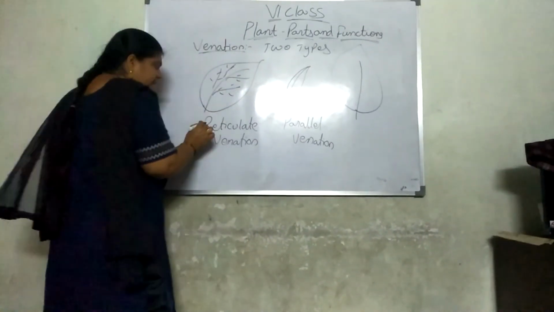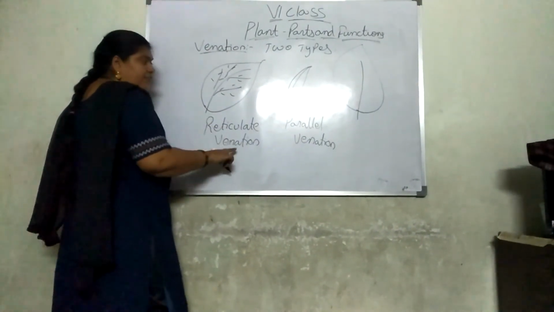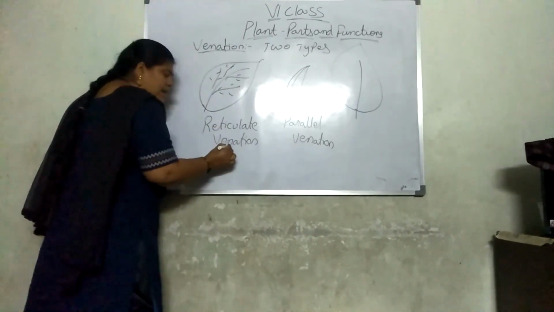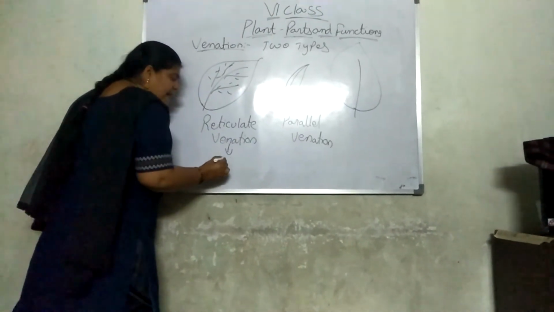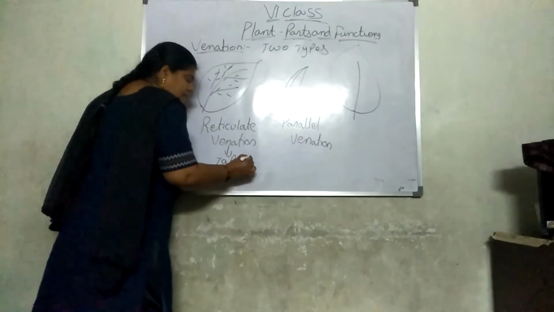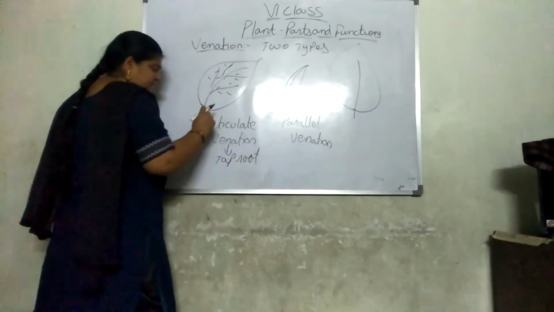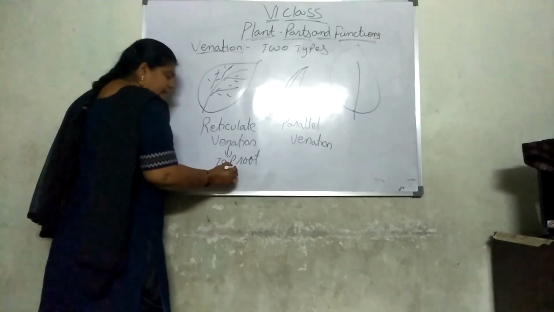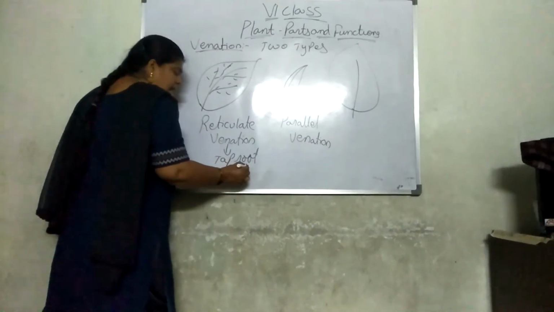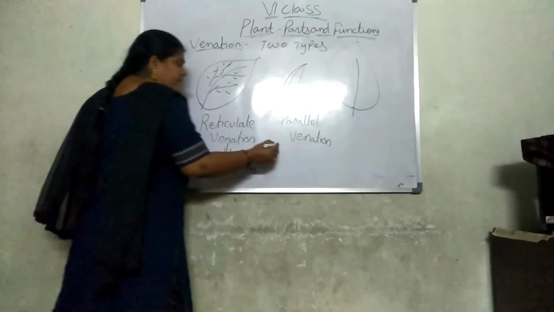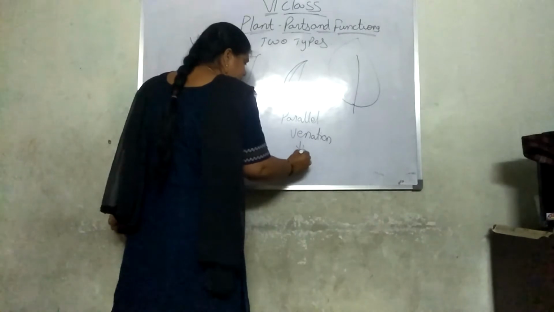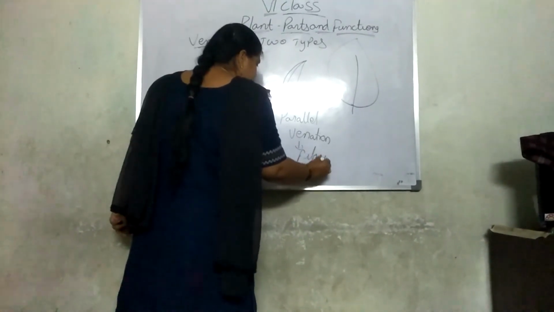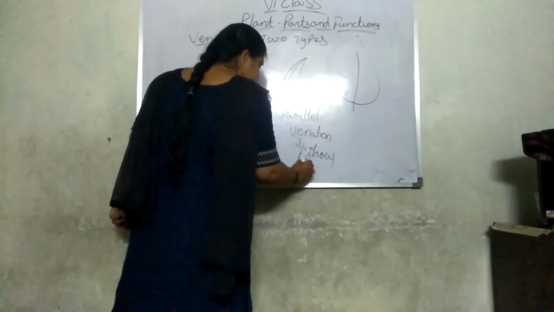If the leaf is in reticulate venation, we will have a taproot system. And if the leaf is in parallel venation, we will say that it will have a fibrous root system.